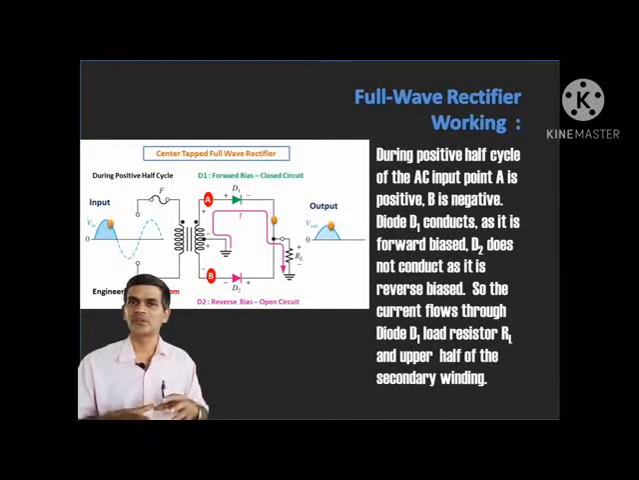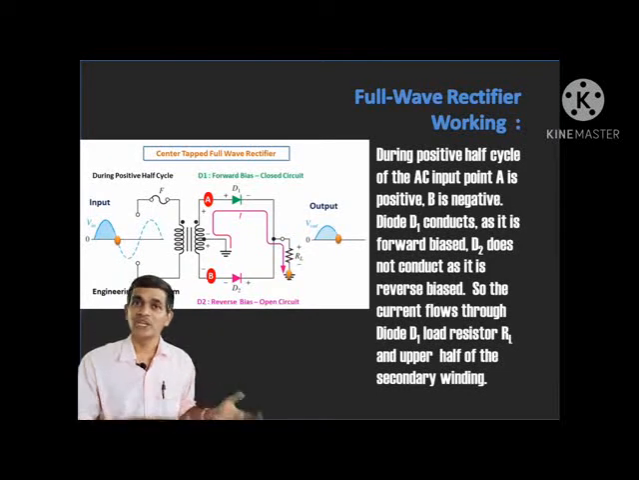From this load resistance we take the output. During the positive half cycle of the AC input, A is positive and B is negative in this secondary of the transformer. As a result, diode D1 is forward biased and diode D2 is reverse biased. The forward biased diode conducts and the reverse biased diode does not conduct, so the current flows only through diode D1, and across the load resistance the upper half of the input AC is obtained as output.